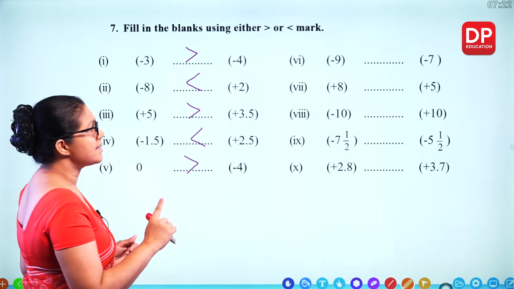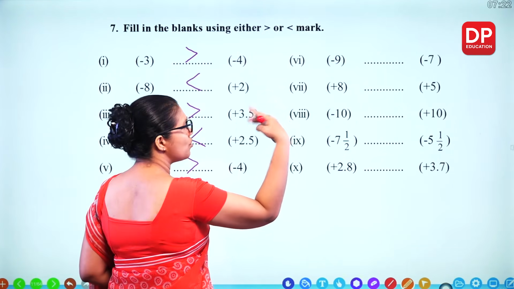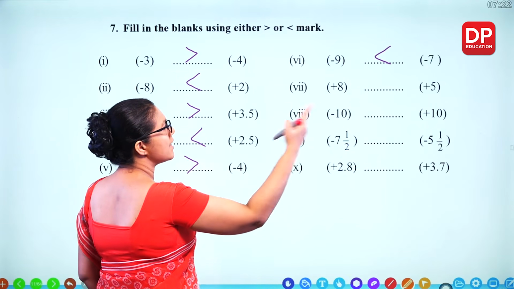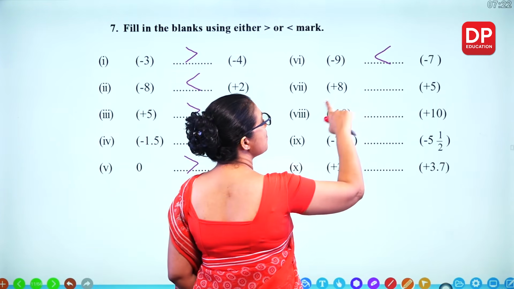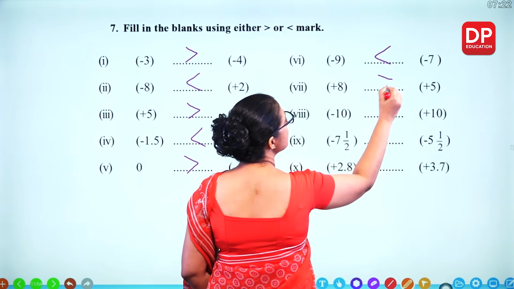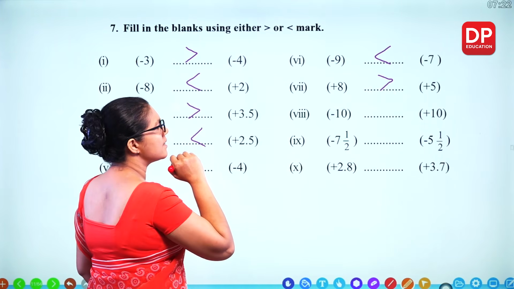Minus 9 and minus 7. Minus 7 is towards the right side. So you put greater to that side. Plus 8 and plus 5. This is more towards the right. So that's greater. Plus 8 is greater.